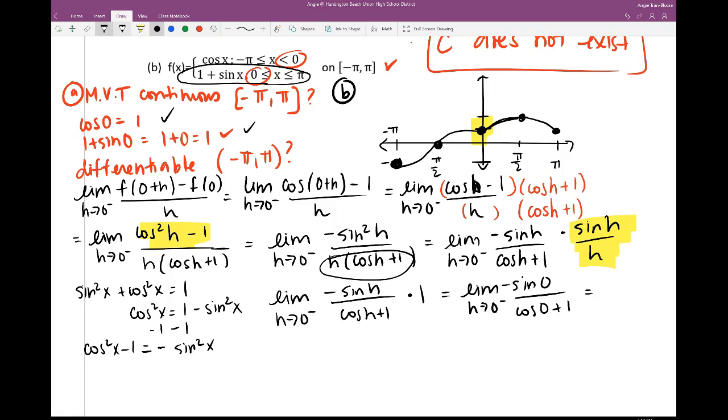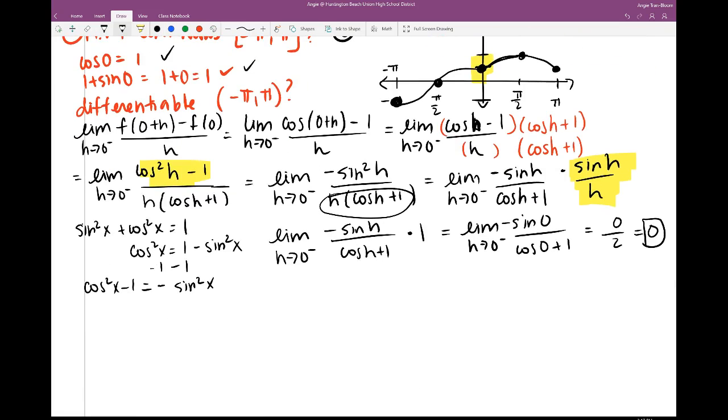Well, sine of 0 is 0. Cosine of 0 is 1, so the bottom is 2. So 0 over 2 is 0. So the left-hand derivative is 0. Then let's do the same thing for the right-hand derivative. But the right-hand derivative, we can do this a lot faster because we can skip a lot of steps, okay?